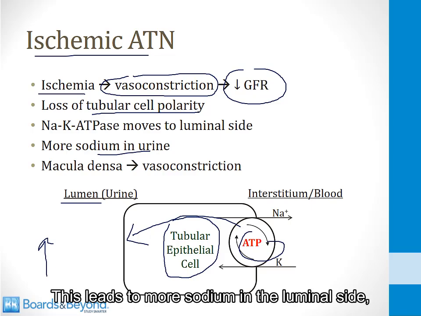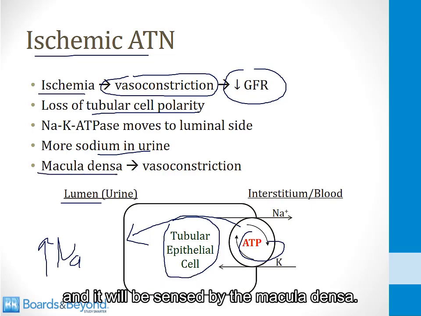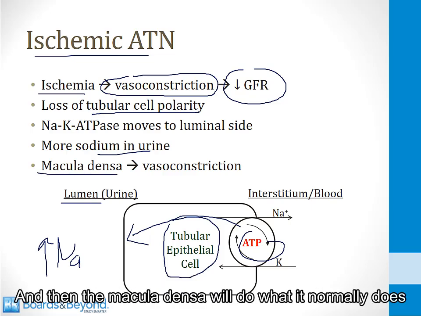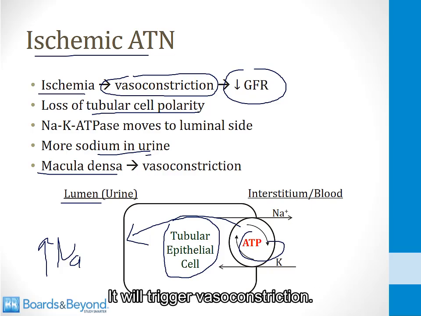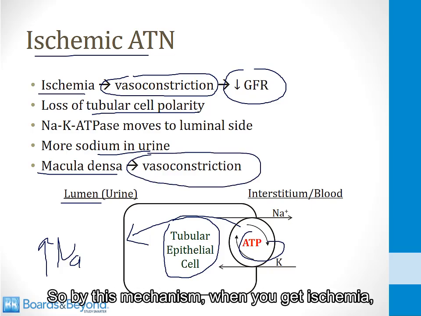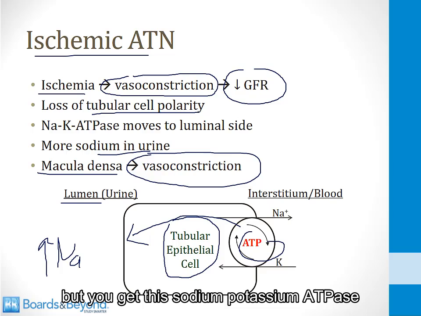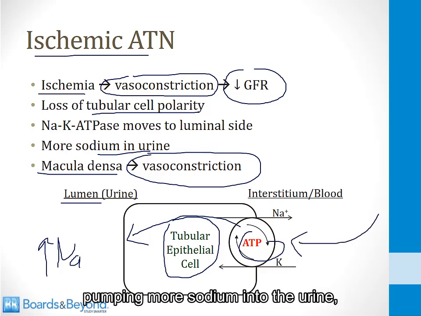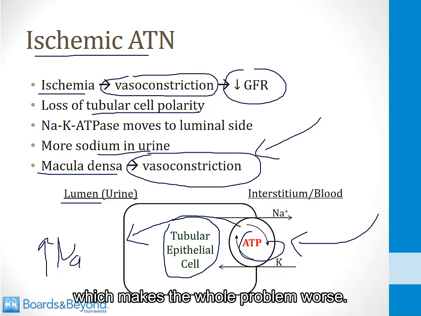This leads to more sodium in the luminal side, and that sodium will travel down the lumen of the nephron, and it will be sensed by the macula densa, and then the macula densa will do what it normally does as part of tubuloglomerular feedback. It will trigger vasoconstriction. So by this mechanism, when you get ischemia, not only do you get death of tubular epithelial cells, but you get this sodium-potassium ATPase pumping more sodium into the urine, and that leads to vasoconstriction, which makes the whole problem worse.